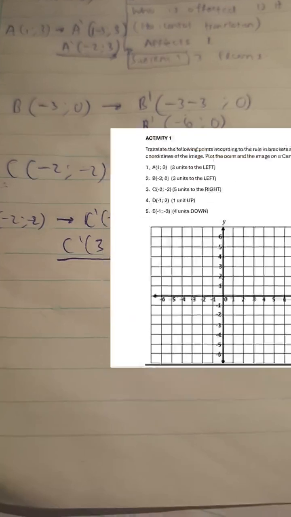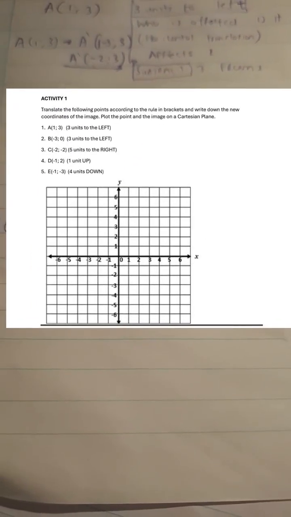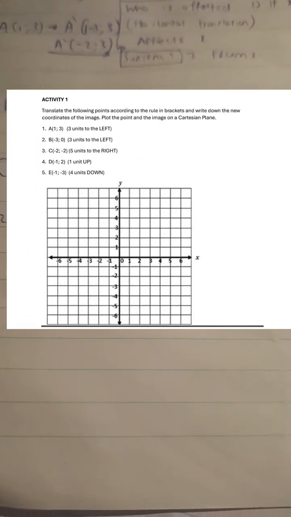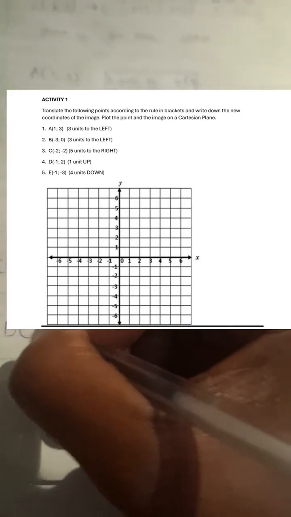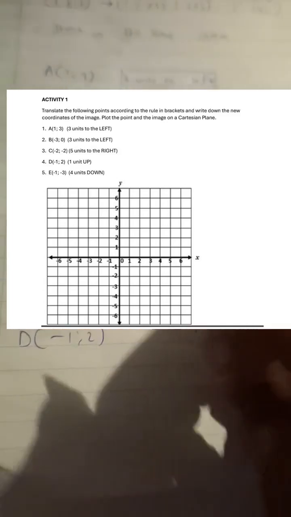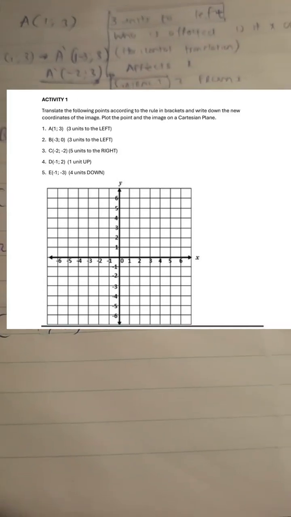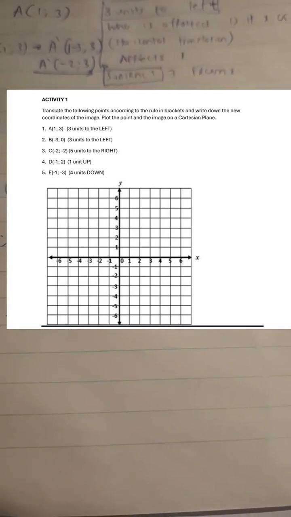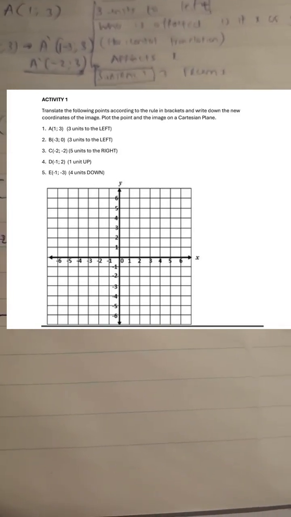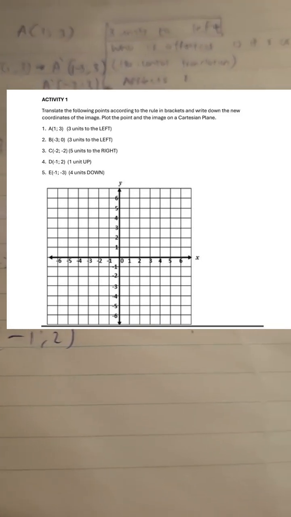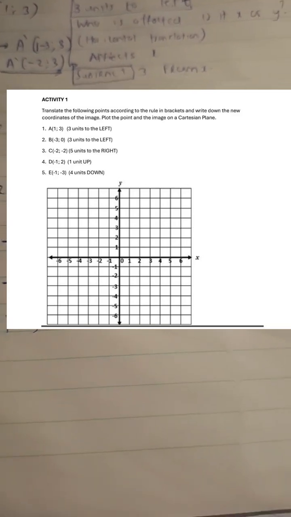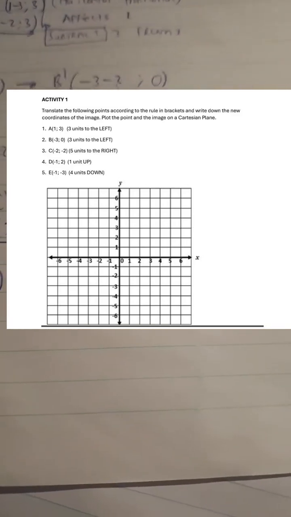That's definitely it. Okay, then let's move on to the next question, as it says D, which is -1 and 2, 1 unit up. So D, which is -1 and 2, 1 unit up. Now when we are talking up and down, we are still speaking about translation, but up and down movement speaks to vertical translation. Vertical translation.